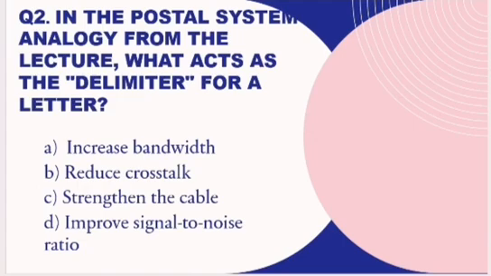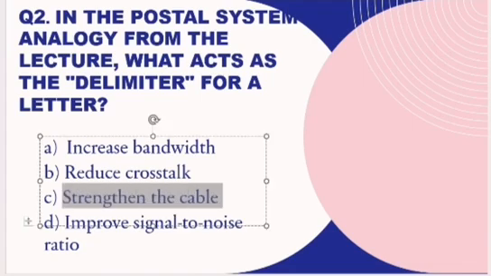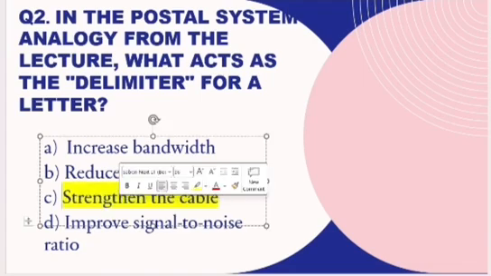In the postal system analogy from the lecture, what acts as the delimiter for the letter? Option A, increases bandwidth. Option B, reduces crosstalk. Option C, strengthen the cable. Option D, improve signal to noise ratio. So the correct answer for this question is option number C, which is strengthen the cable.